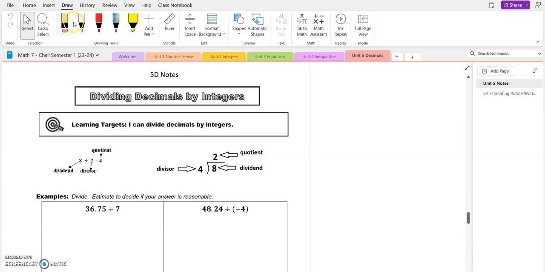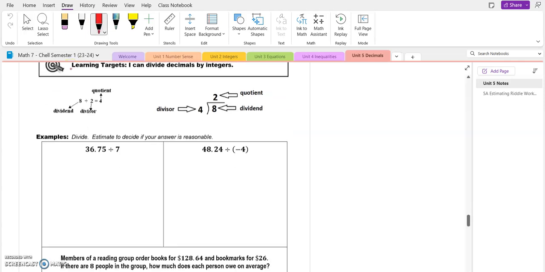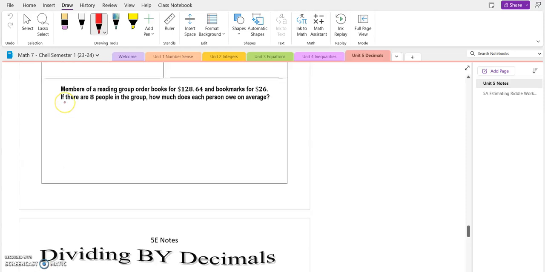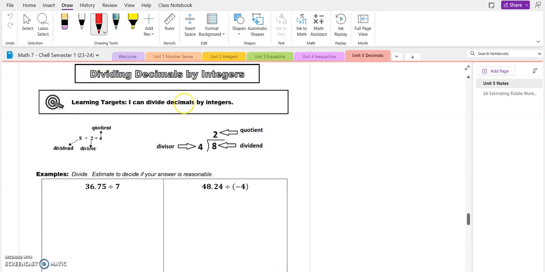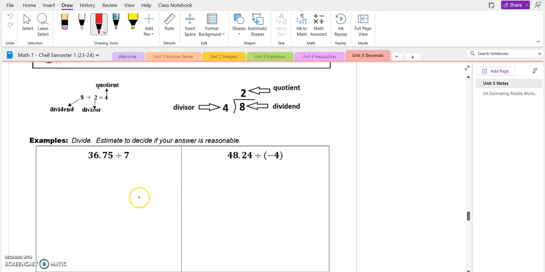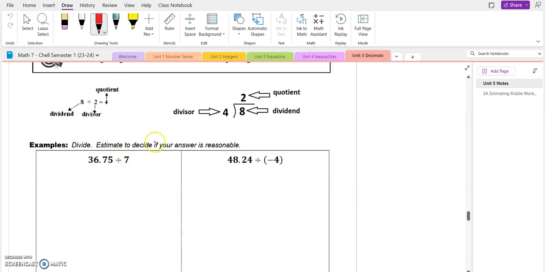We're going to be working on our 5D and 5E notes, dividing decimals by integers as well as dividing decimals by decimals. Our learning targets are I can divide decimals and integers by decimals, and I can divide decimals by integers. So we are going to be looking at some problems dividing decimals. I know it sounds frustrating, but really dividing decimals is going to be very similar to just dividing regular numbers.